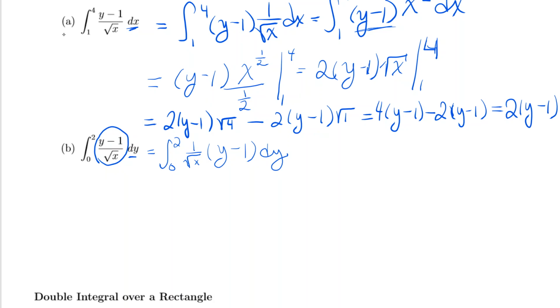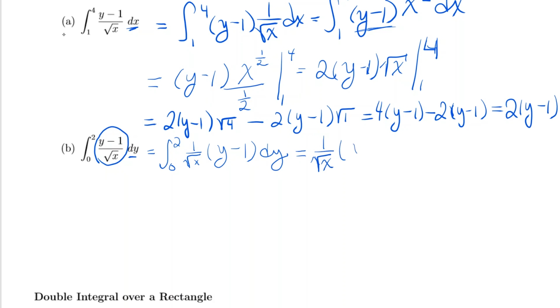I'm integrating y, not x. That's one of the reasons why they've been an essential part of our integration steps. Okay, so I'm going to go ahead and integrate. The 1 over square root of x is just going to come along for the ride because it's not being integrated. Then I'm going to do the integral of y minus 1 with respect to y. I'm going to leave that parenthesis there.